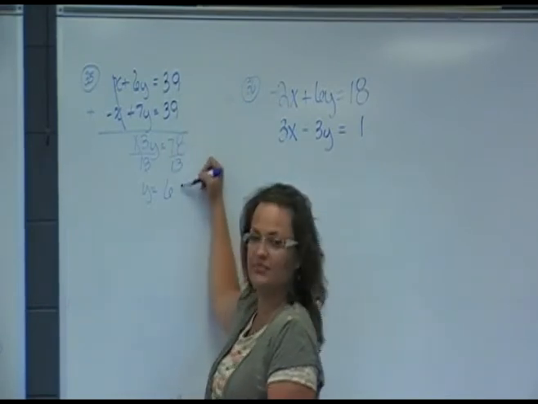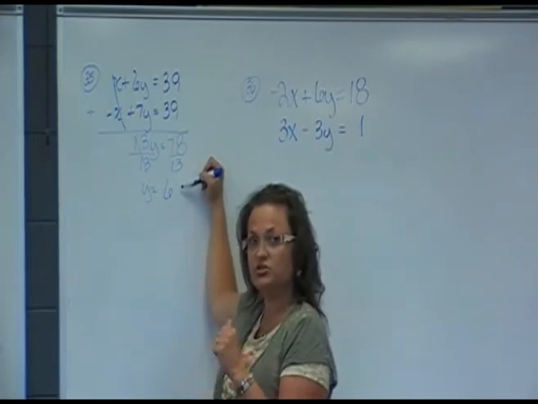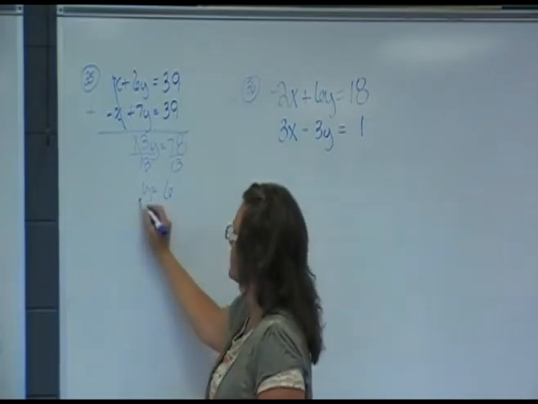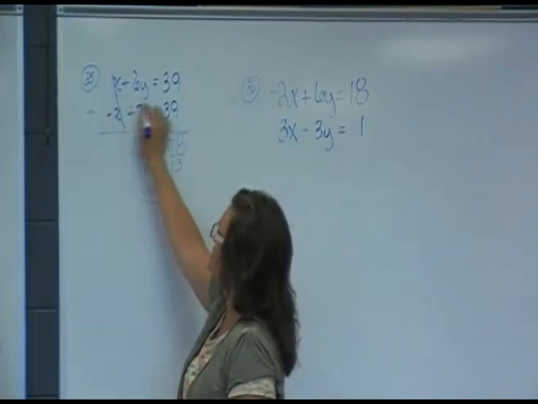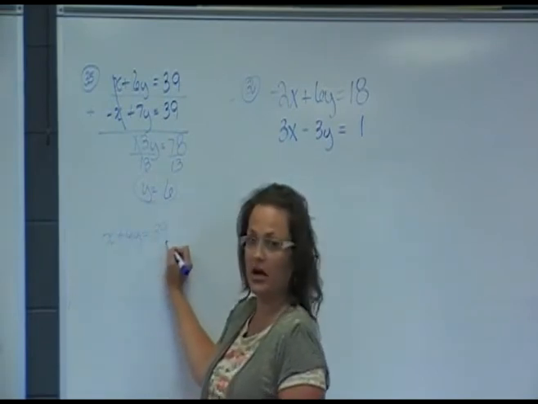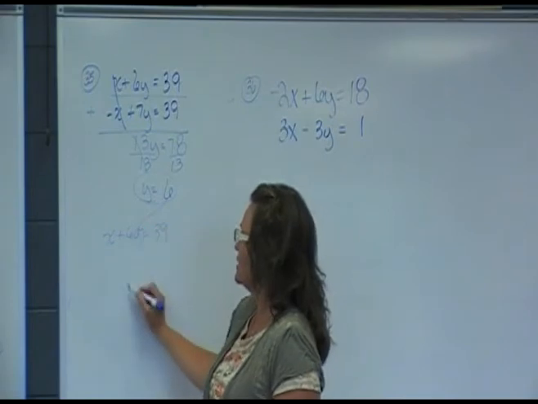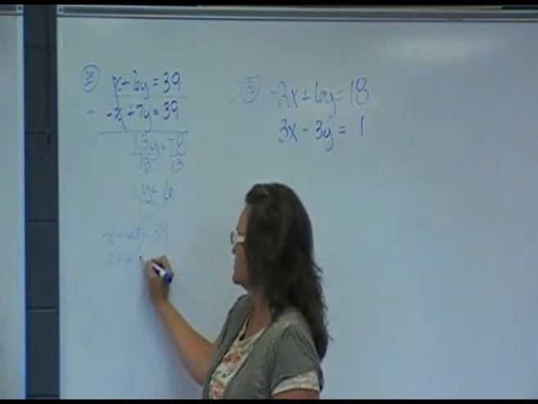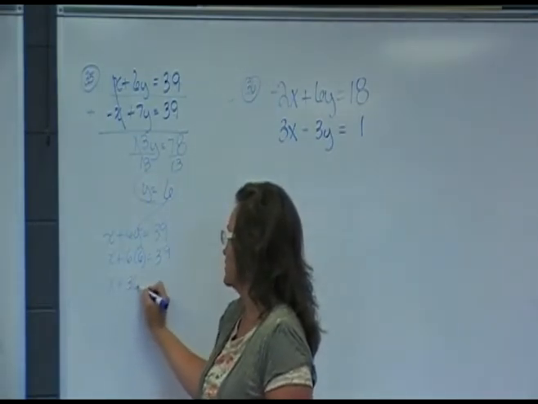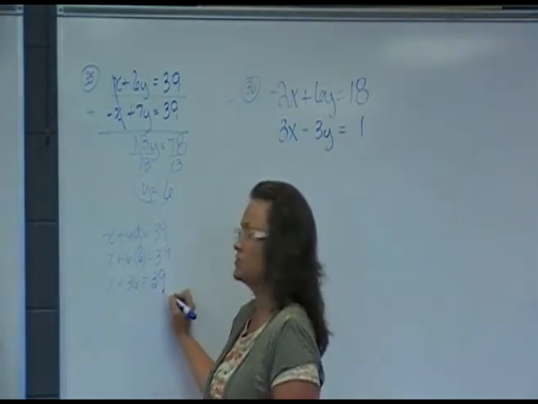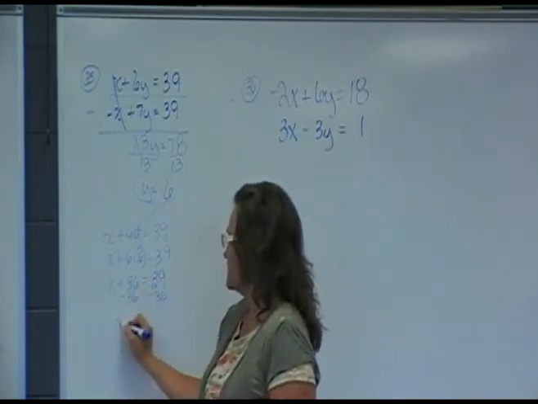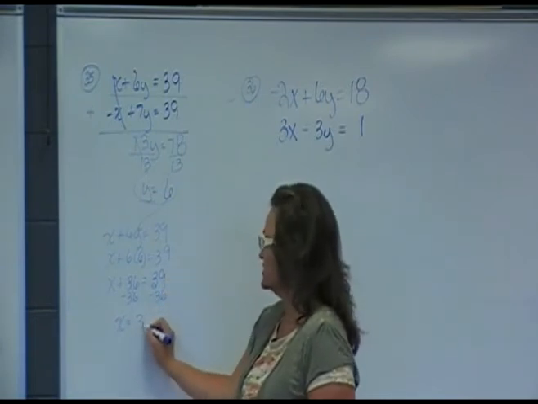I don't have a nice easy place to find that like in the substitution method, but I can go up to one of the former original equations and plug in y is 6. Okay, so let's take this first one. X plus 6y is equal to 39. And sub in the y is 6. And that will allow me to figure out my x value. So x plus 36 equals 39. Minus 36 from each side gives me x is 39 minus 36, or 3.